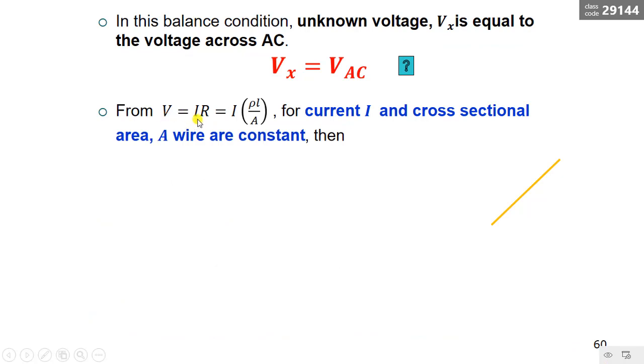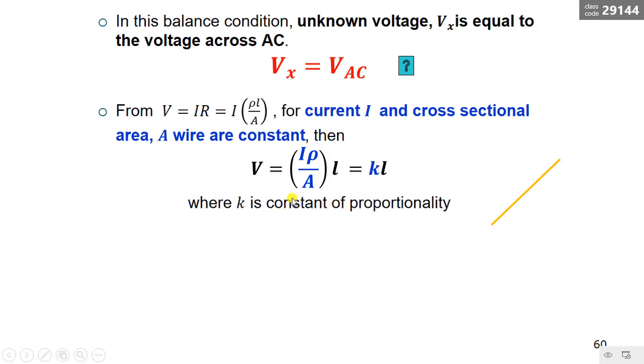From V equals IR, and the resistance for a wire is given by rho L over A. So for current I and cross-sectional area A, which are constant for the wire, we are going to have V equals I rho over A times L. So current, resistivity dan cross-sectional area untuk wire tu adalah constant. So saya wakilkan guna satu nilai K. So K tu mewakili constant of proportionality, semua ni constant.